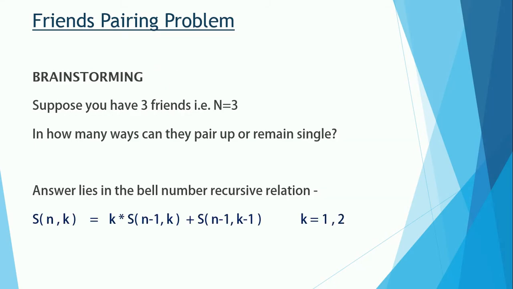Now, suppose you have got three friends. So that means n is going to be 3. Now, in how many ways can they pair up or remain single? Solution to this problem lies in the Bell number recursive relation.